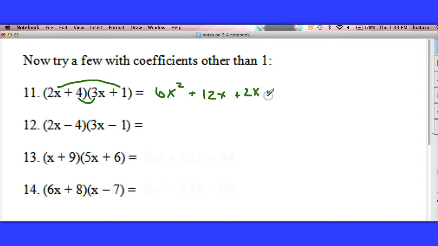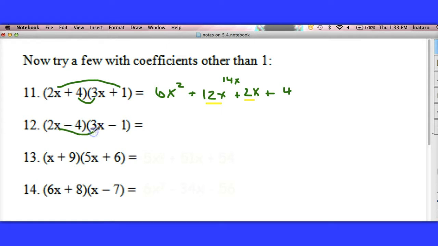And the only thing we'd want to do then to finish this up would be to combine our like terms, which we have in the middle here. Our like terms are the 2x and the 12x, and when we combine those two like terms, we'd have 14x. So our final answer for this first one is 6x squared plus 14x plus 4. This next one is very similar.